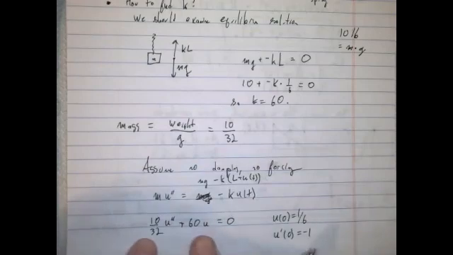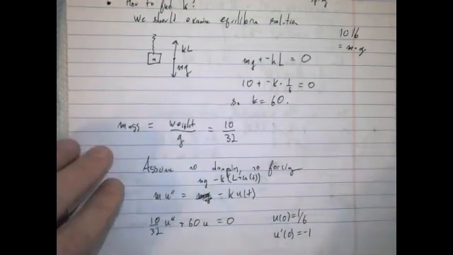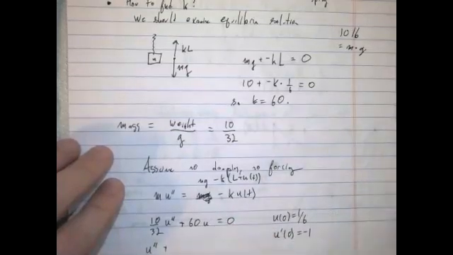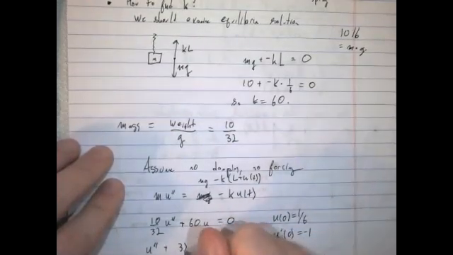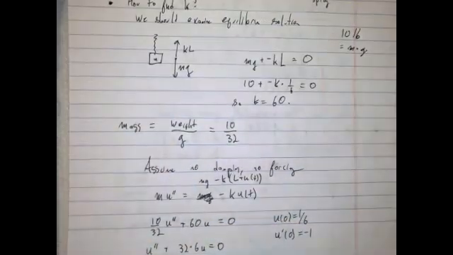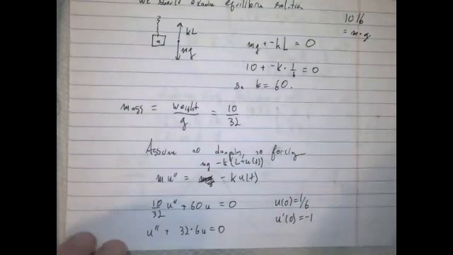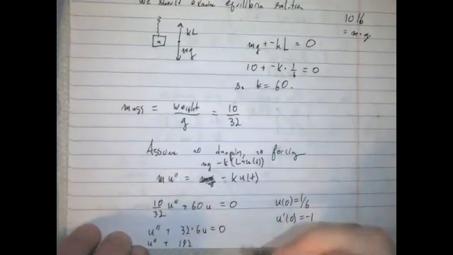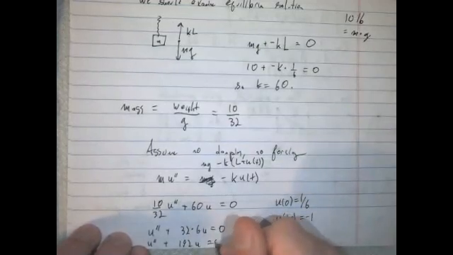And we could probably rewrite this nicely by multiplying by 32 over 10. So we'd get u double prime plus 32 times 6u being equal to 0, which is equal to u double prime plus 192u is equal to 0.